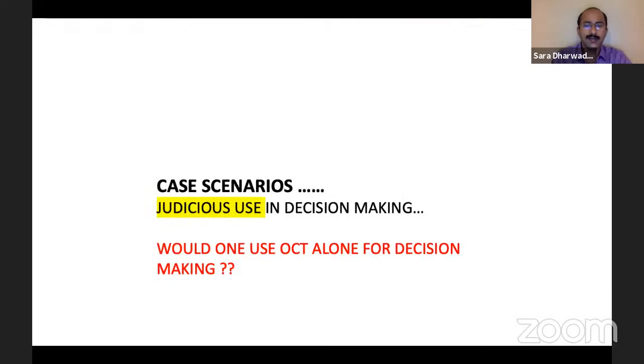Now, let us take 4 prototype case scenarios, how you can use them, and where you could use the OCT alone for decision making. These case scenarios are very, very common, that occur in common clinical practice, because many patients, around 10 to 30% of the patients, cannot perform good visual fields or reproducible visual fields all the time.